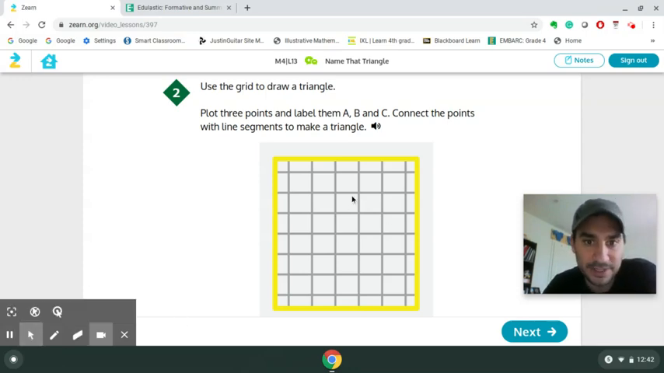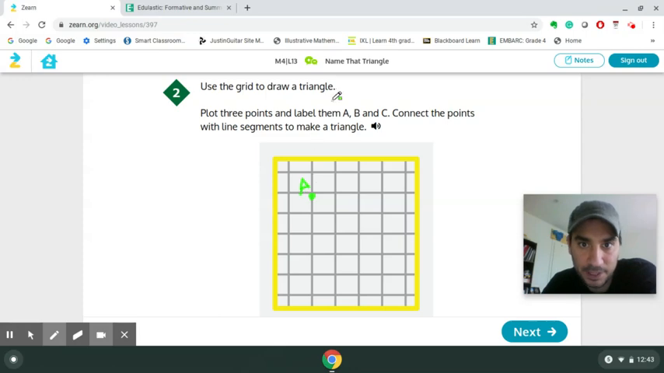All right, I'm going to go ahead and try this out. Let's have some fun with this. I'm going to do A here. Let's call it A. Notice I plot my point first, then I name it. Let's do point B down here. Point B. I name it. And let's do C right here. Point C. I'm going to connect it with a different color. I'm going to try and be as straight as possible. If you have a ruler or a straight edge, that's always the best way to draw a line or a line segment between your points.